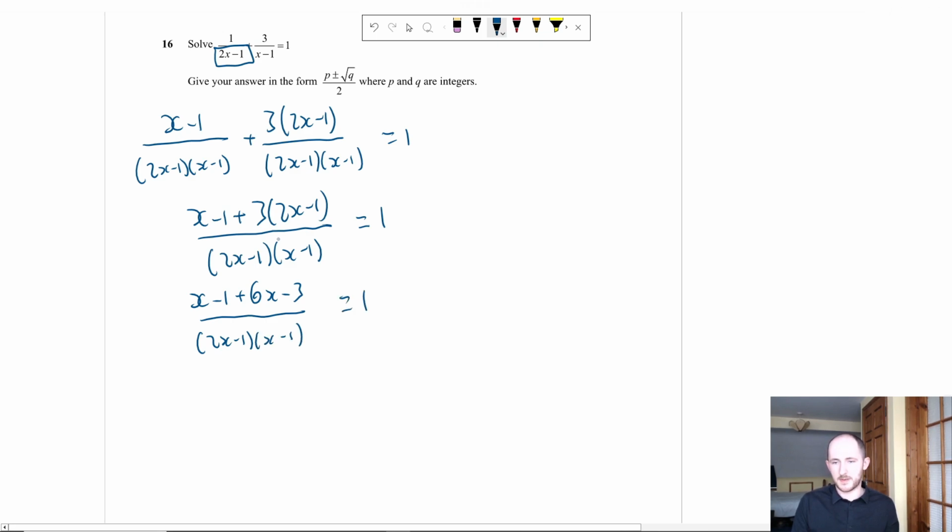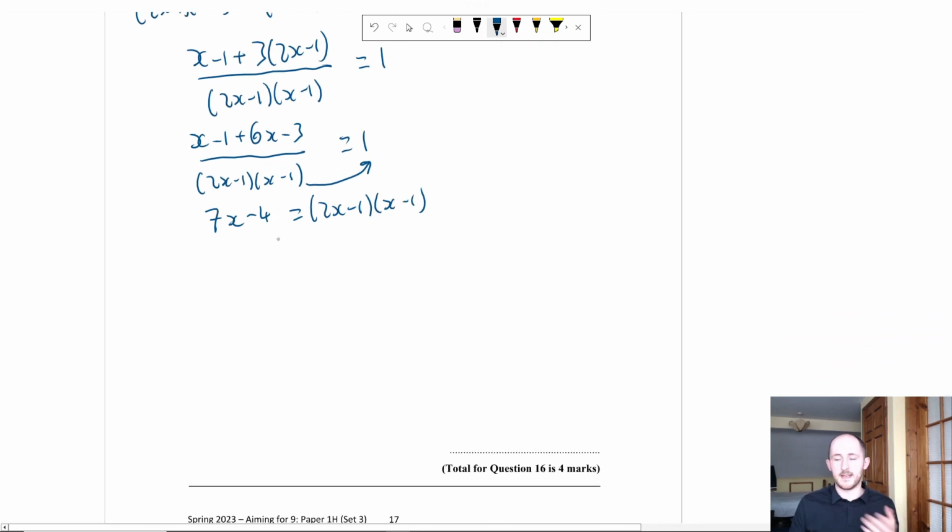Simplify that. X plus 6x is 7x minus 4. And what I can do is I can actually multiply up these brackets as well to the other side. So that will equal 2x minus 1 x minus 1. Expand the brackets, and then as you can see, it's just going to be a quadratic that we're going to solve using the quadratic formula.